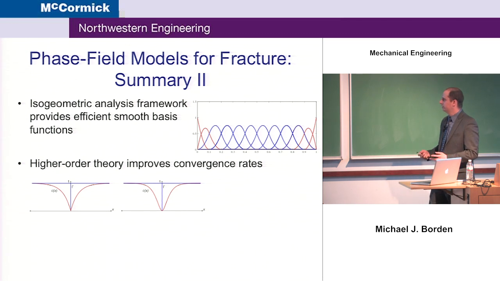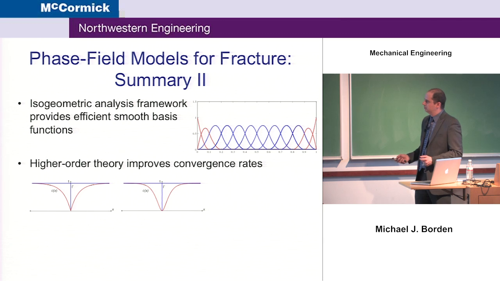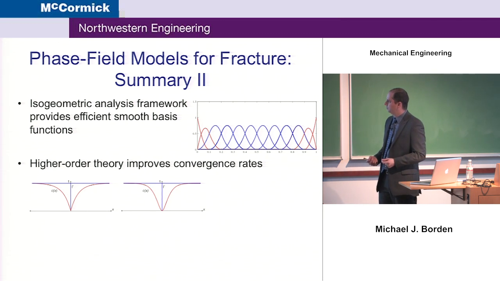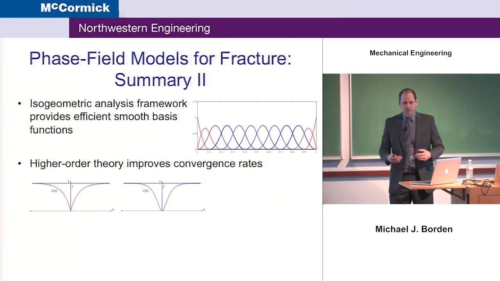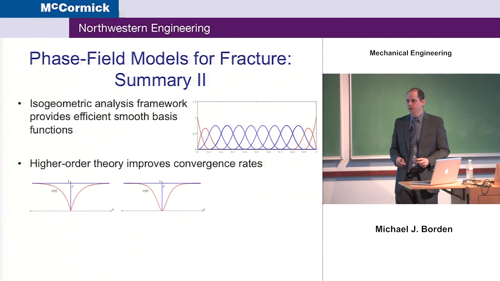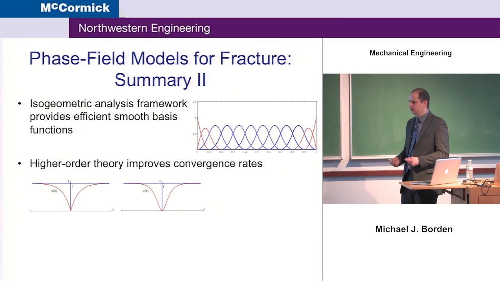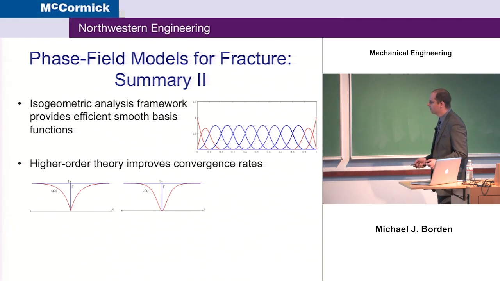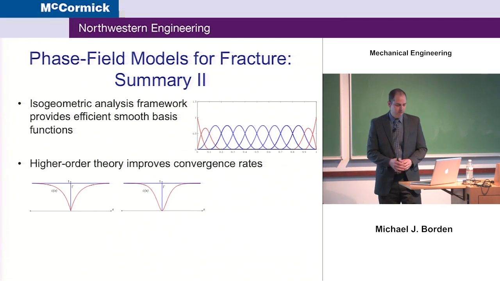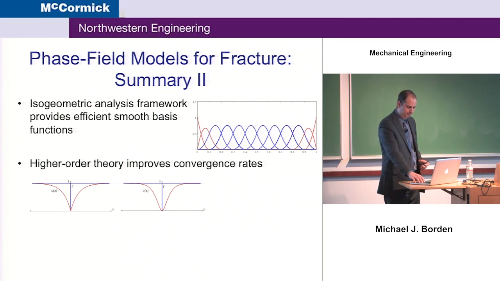So again, a summary of what we've talked about. We use the smooth basis from the isogeometric analysis framework to allow us to solve problems with higher derivatives, which require the smoother basis. And we can do this efficiently. We don't introduce any additional degrees of freedom. Also, the higher order theory, the fourth order theory, improves the convergence rate for our fracture problems.